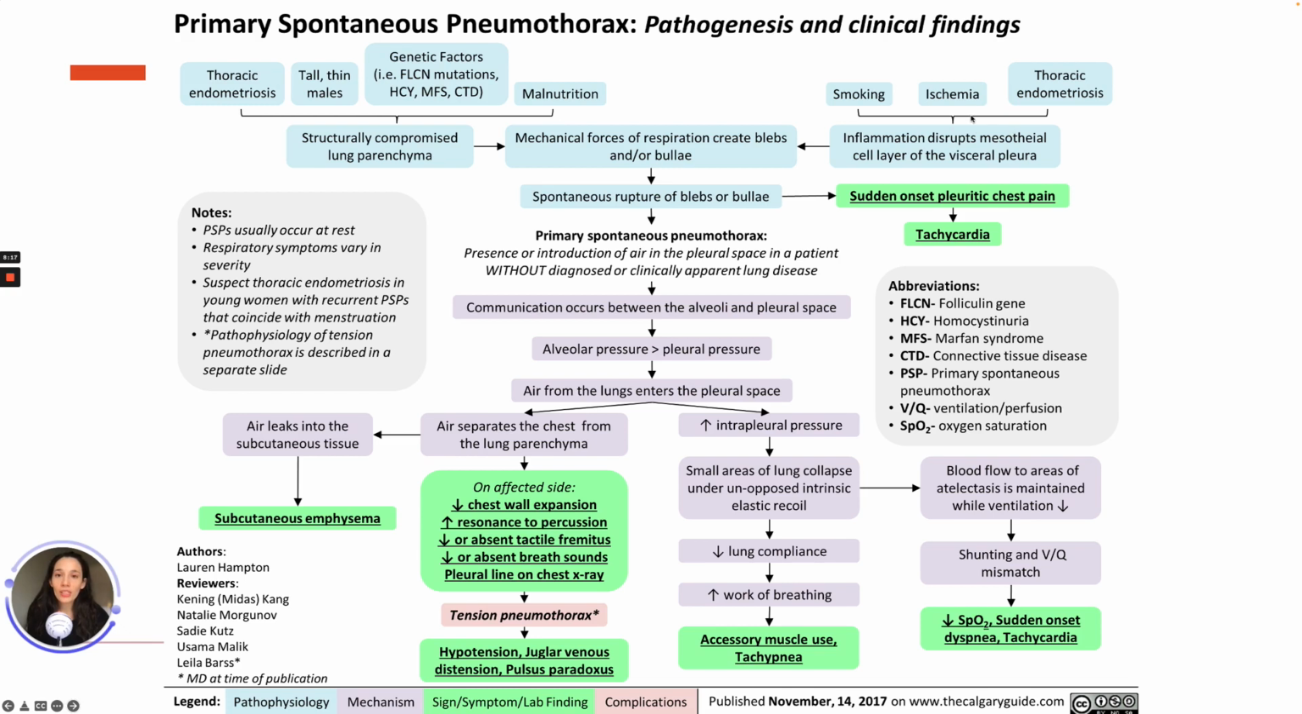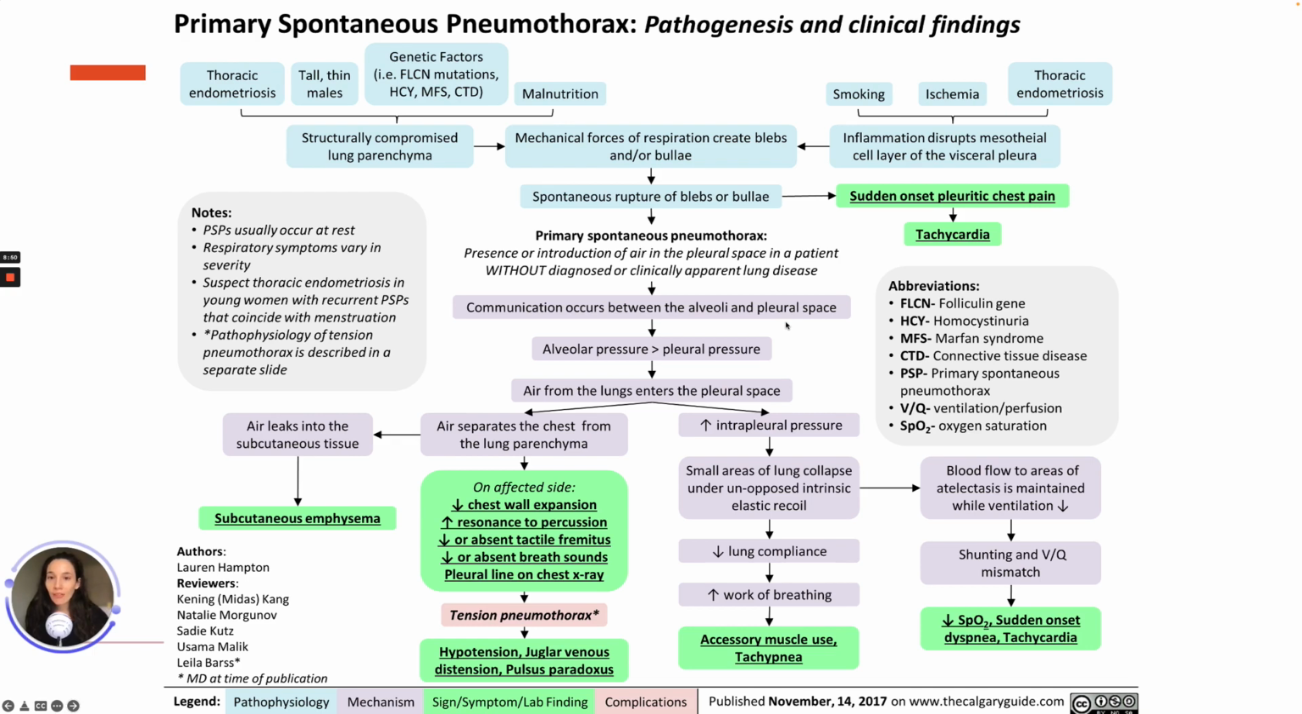So smoking, ischemia, thoracic endometriosis, which can also lead to inflammatory disruptions of the mesothelial cell layers and visceral pleura, which again leads to the same thing. It brings us down here. So you have your sudden onset pleuritic chest pain and your tachycardia. So the primary spontaneous pneumothorax is the presence or introduction of air into the pleural space in a patient without a diagnosed or clinically apparent lung disease.